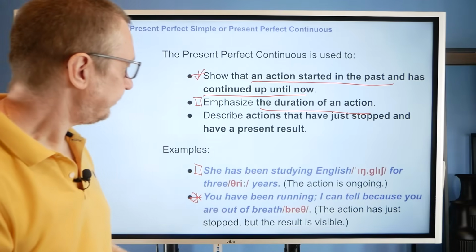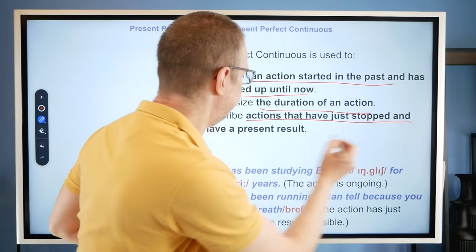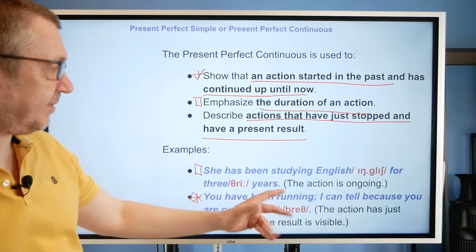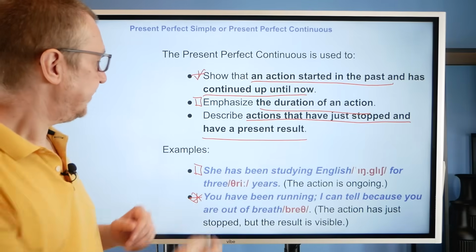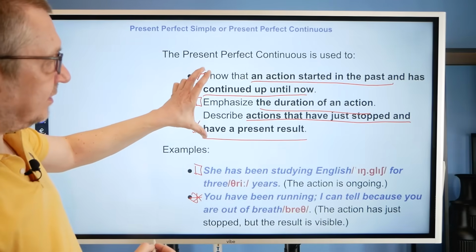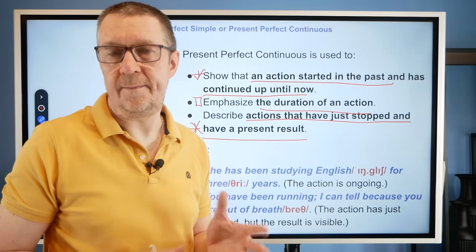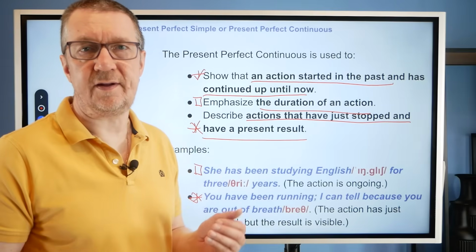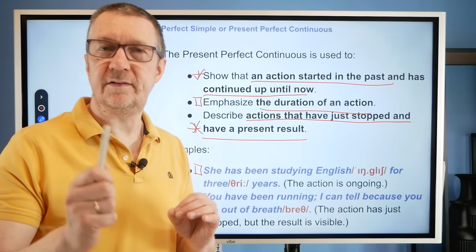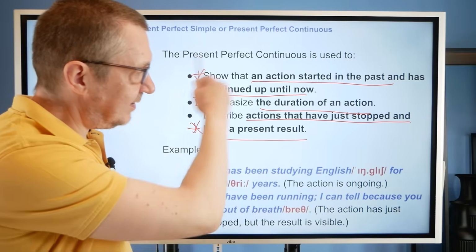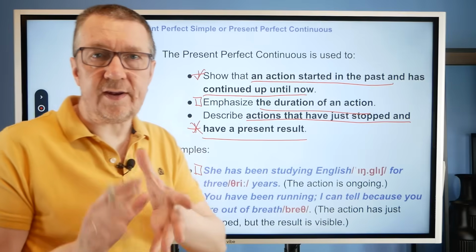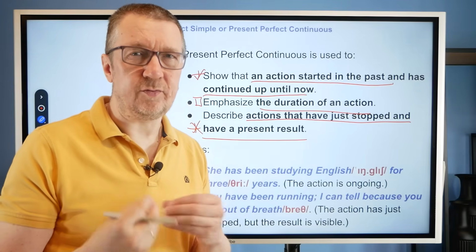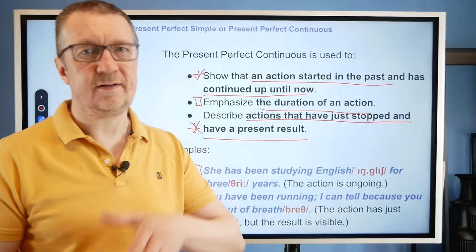We never know. Okay, to describe actions that have just stopped and have a present result. So this is similar also to this one. Remember, you've been running. I can tell because you're out of breath. So this one, I would say, is very similar to these two. So we can interchange. Now, the reason that we can show the examples like this is because there are different ways of using it. But remember that these rules do interchange a little bit as well. So I'm going to tell you now how to work out the difference between the simple and the continuous.